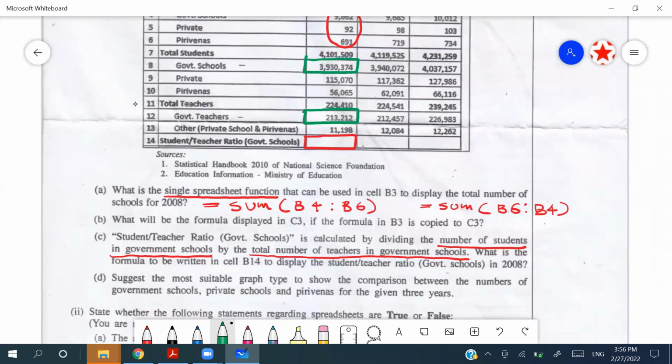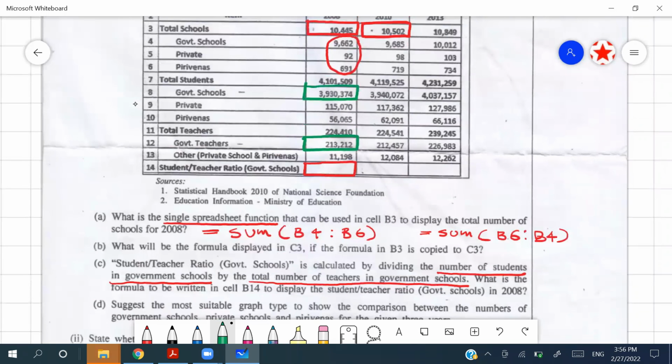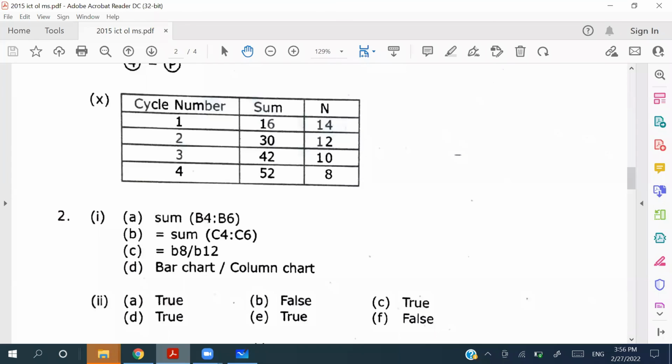So the answer for the third part is going to be equals B8 divided by B12. Right? To see whether you got the answer correctly, another 2.5 marks.